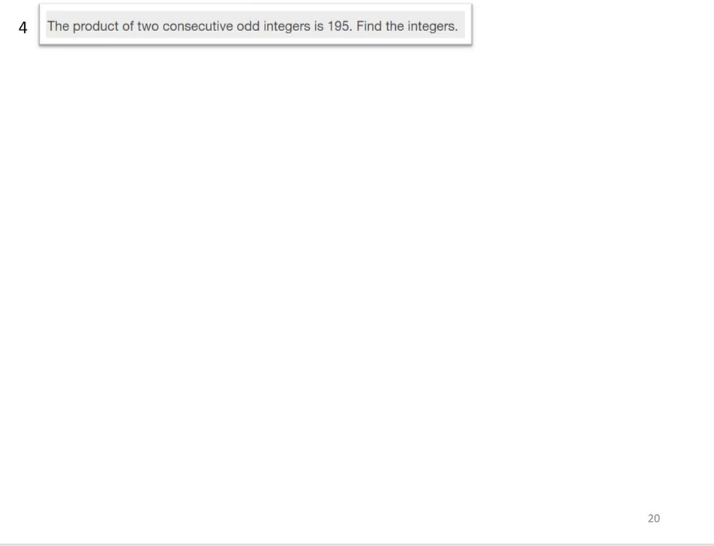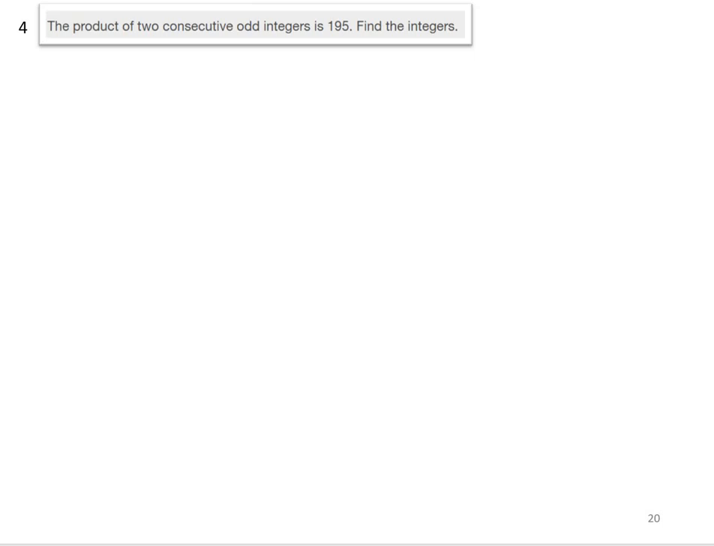So if you take any two consecutive odd integers, and that is the same for even integers also, the difference is always 2, right? And if you take two even integers, 2, 4, like that, the difference is always 2.